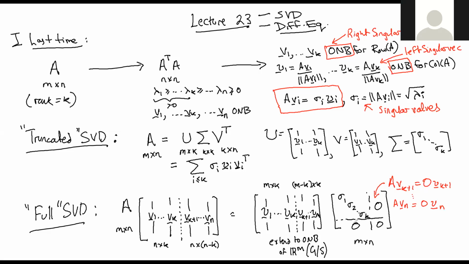They're not eigenvectors, since A is not a square matrix. They're singular vectors. Exactly. They're not eigenvectors, right? The v_i are eigenvectors of A transpose A, but that's not the same thing as A.